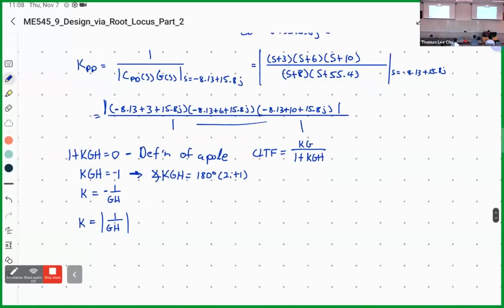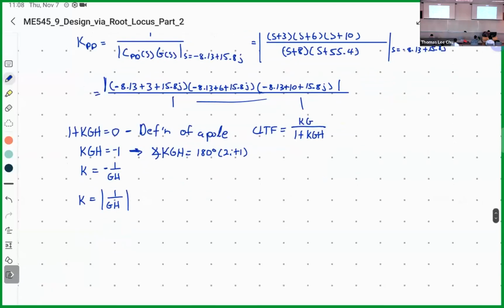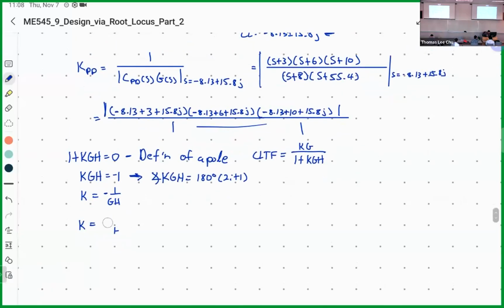Okay, so this is the C. This is our gain for KPD, and now if we were to calculate the gain of KPID, which is equal to 1 over CPI times CPD times G. What I'm going to do is break CPI out separately, and then we get CPD times G.